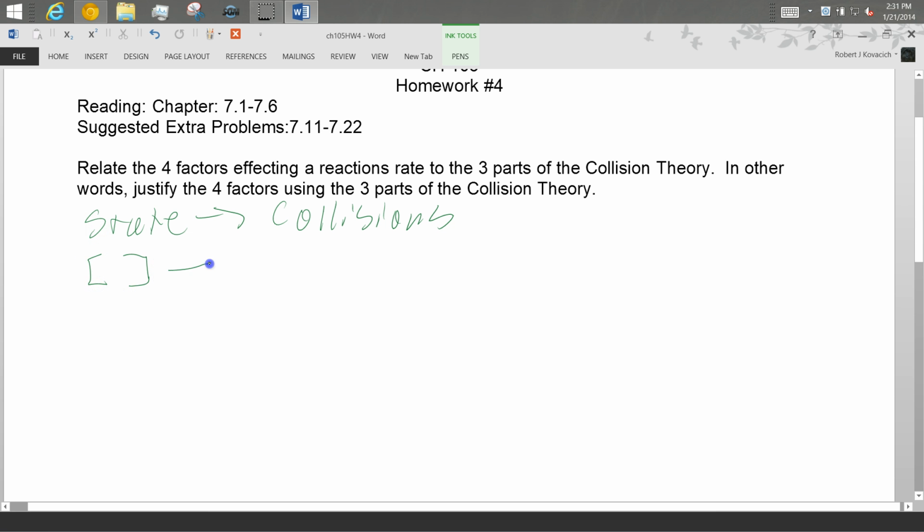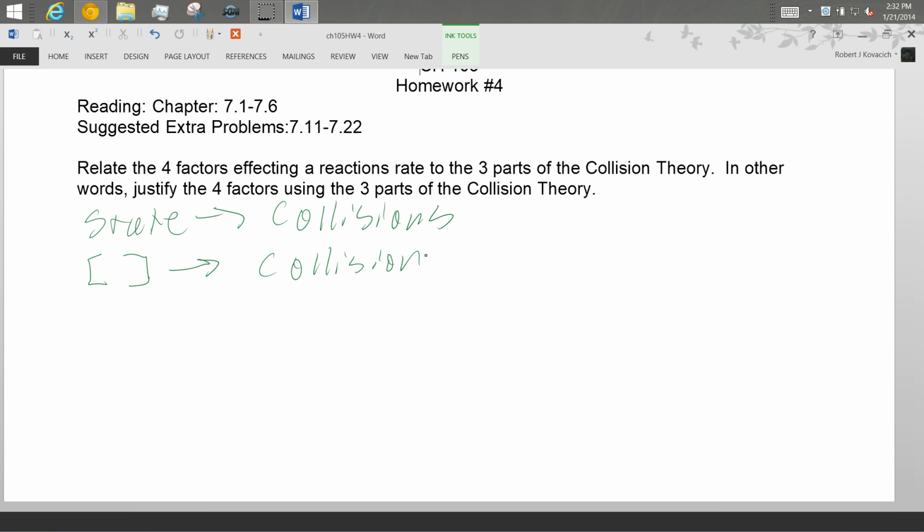Concentration. And that has to do with collision. I got more of them, they're more likely to run into each other. And there isn't anything else to it. The brackets, what's that mean? More specific. It means moles per liter. What's the third thing?